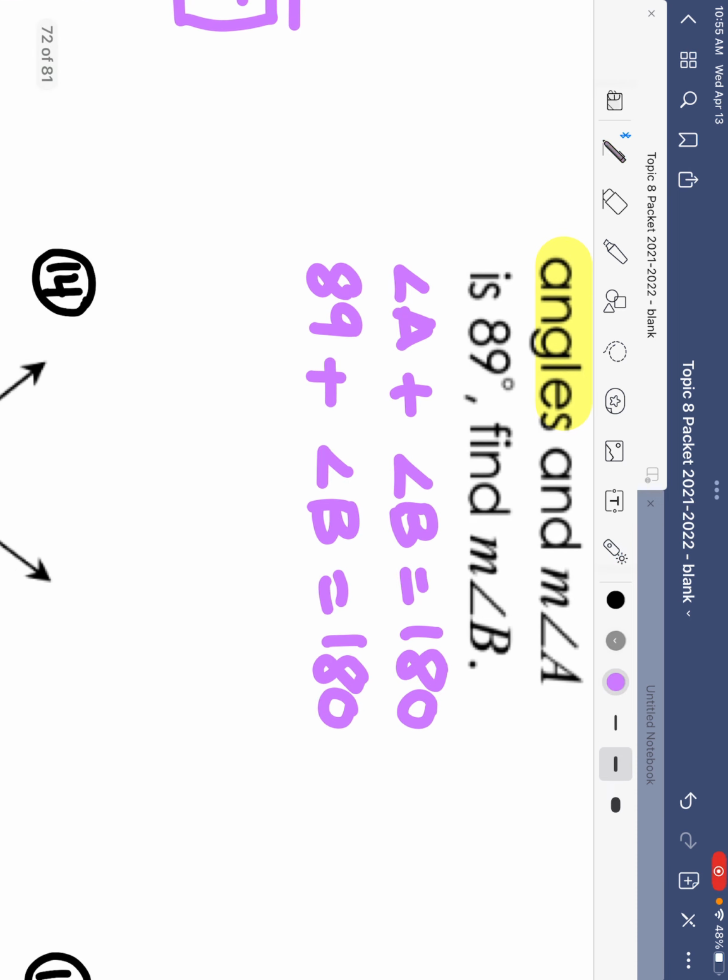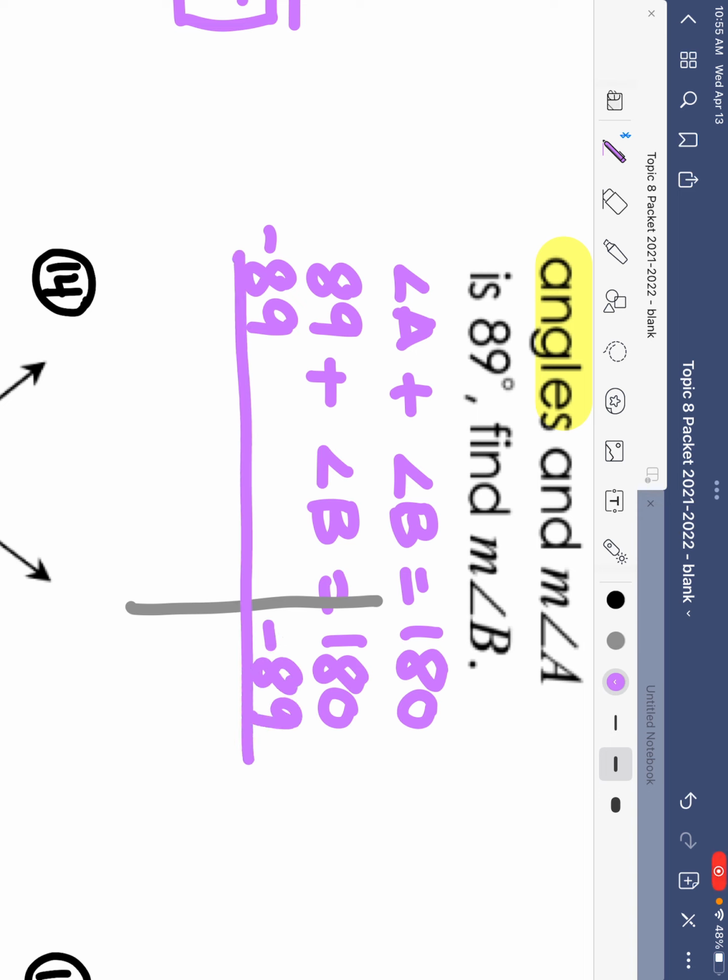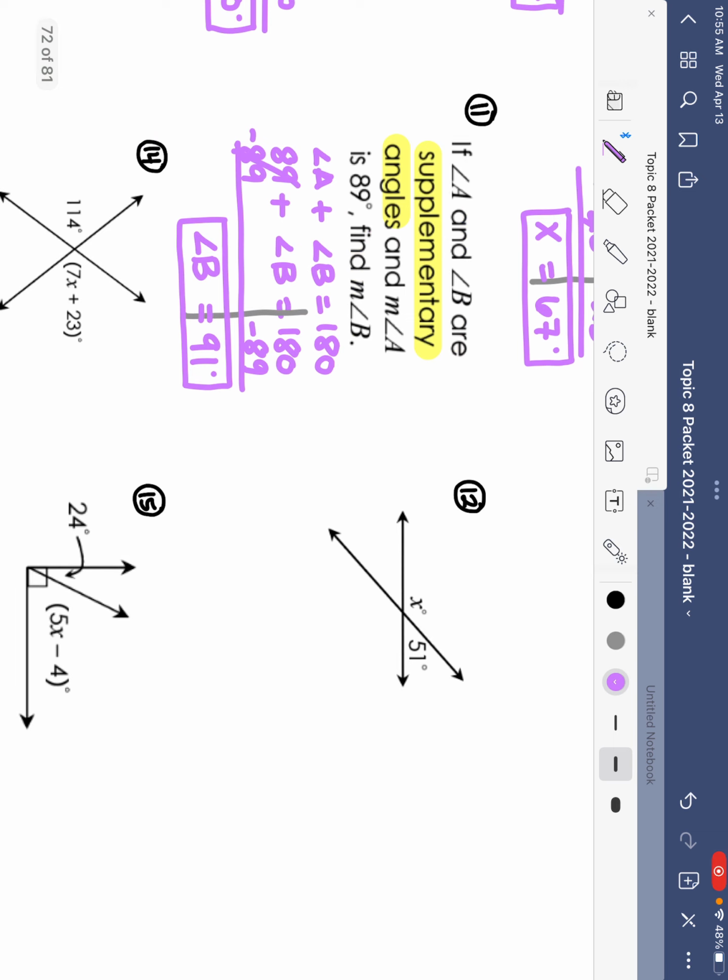So it's a one-step equation. I'm trying to get angle B by itself. So I'm going to subtract 89 on both sides. My 89's cancel out. Angle B is equal to 180 minus 89, which is 91 degrees. Angle B equals 91 degrees. Okay, moving on to number 12.